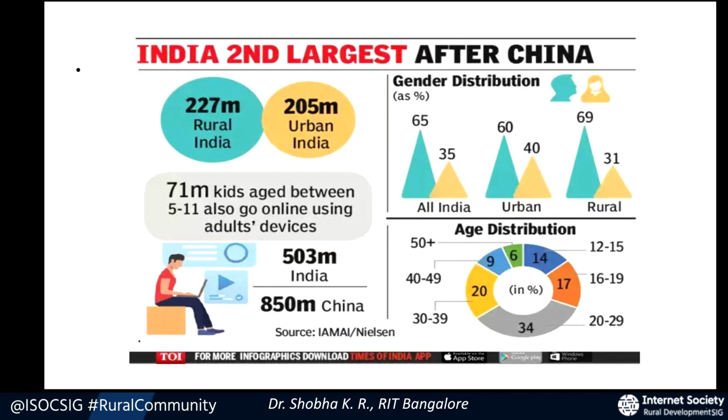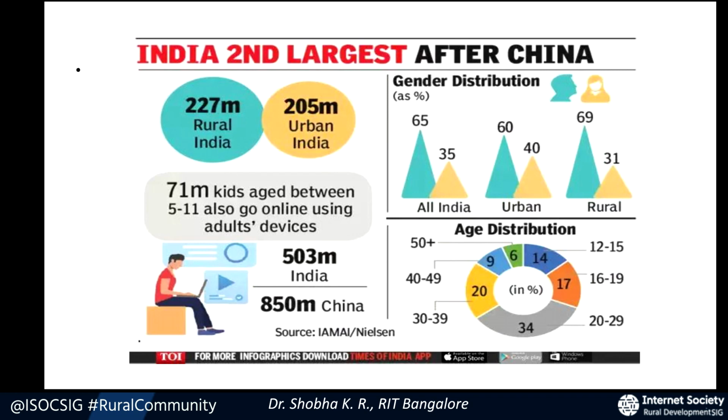Among these users, the 5 to 11 age group kids number 71 million, and they are using a lot of internet through devices. In the gender distribution across India, there are 65% male users and 35% female users. In urban India it is 60 and 40, whereas in rural India, surprisingly, it is 69-31. So there are a lot of women users in rural India, which is growing.